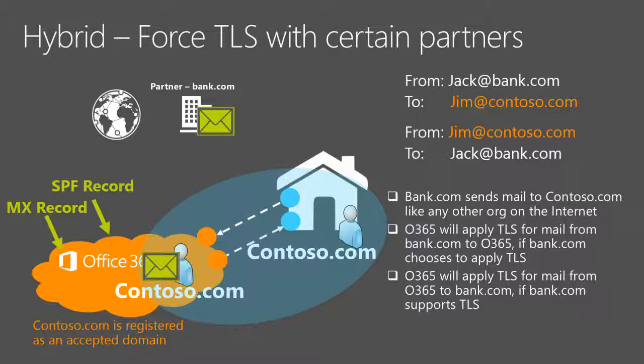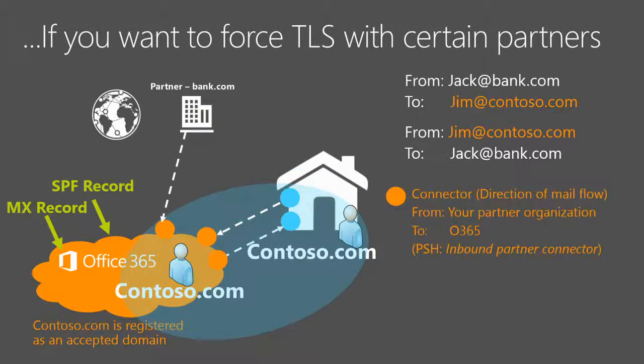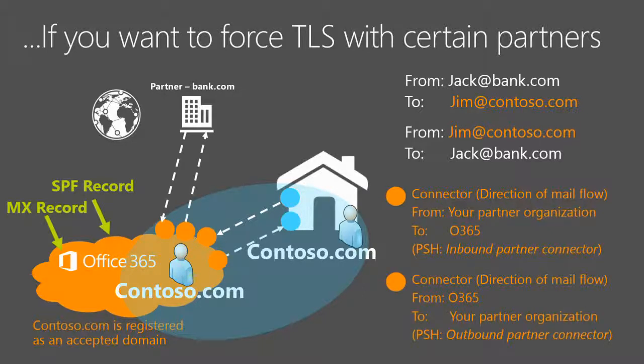You don't have to create a connector in that scenario. So do we need a connector for this scenario? No. But if you absolutely want every email that's sent between this partner of yours and you to be encrypted with TLS, then you would go ahead and create a connector. You would basically create a connector of type from your organization. So in this case, you're saying, I want from my partner organization to Office 365. Remember, the arrow is always in the direction of mail flow. So I go and create a connector that says from my partner organization to Office 365. And I also create one from Office 365 to my partner organization.